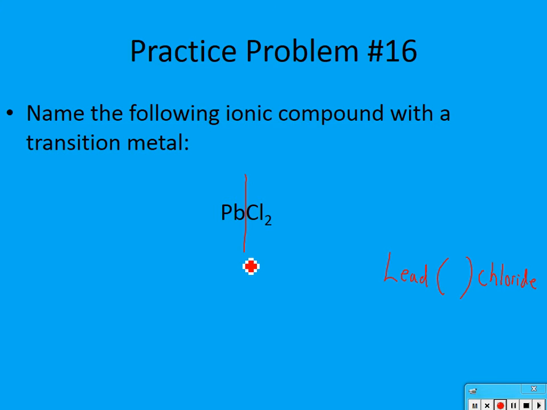What's the charge of chlorine? A single chlorine anion? It's a -1. How many do I have? 2. So that's a -2 total on the right side. That means on the left side I've got to have what? +2. I have 1 lead atom, so it's got to be what? +2, because +2 times 1 is +2. So how do I name it? Lead 2 chloride. Very good.